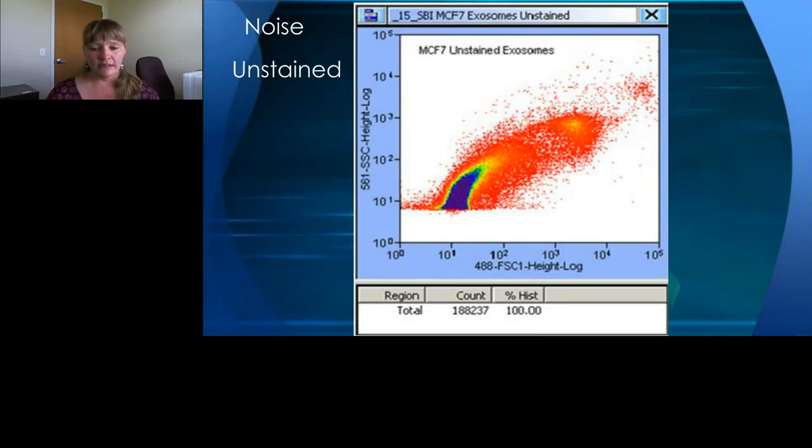The unstained EVs that you can see here are located on this particular histogram, again with the forward scatter and side scatter channels. We can see that you have the exosomes located above the noise, and we also have this population located up here. Not quite sure exactly what that population is.